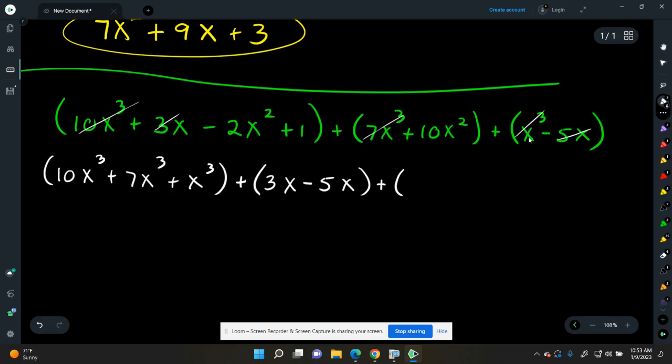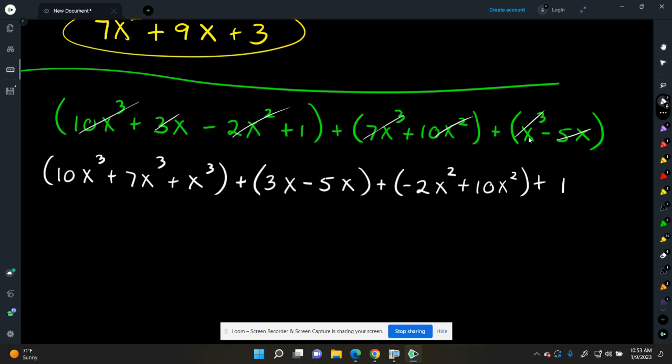Plus, now I have a negative 2x squared. What are my like terms for that? Right, plus 10x squared. Plus 1. Notice how I always put plus between the parentheses. Okay? That makes it easier to keep track of my positive and negatives.